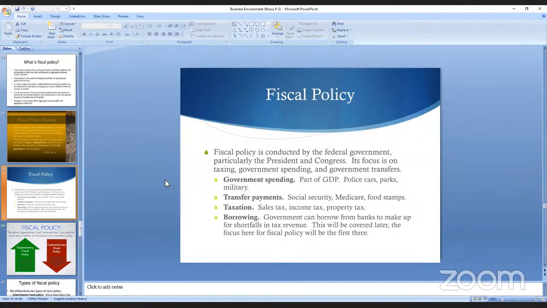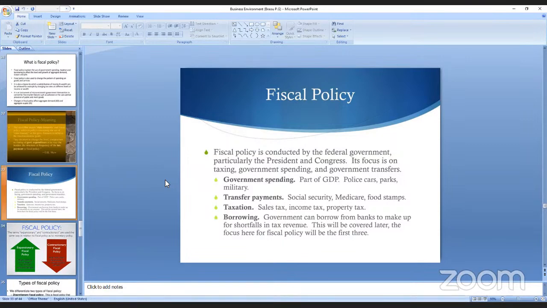The government doesn't only spend and collect, it also borrows. Government can borrow from banks to make up the shortfall of tax revenue. If it is not sufficient, they will borrow the money from the banks. Is it clear? So this will be covered later. The focus here for fiscal policy will be the first three. If the money comes in, everything will be fine. Otherwise, the government has to borrow the money from the banks.